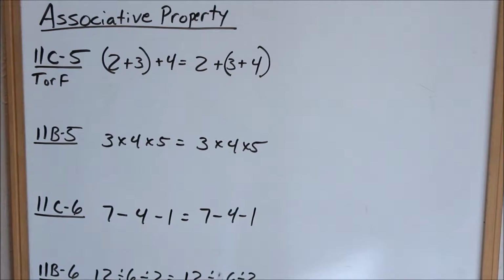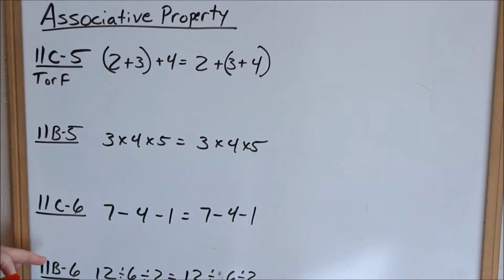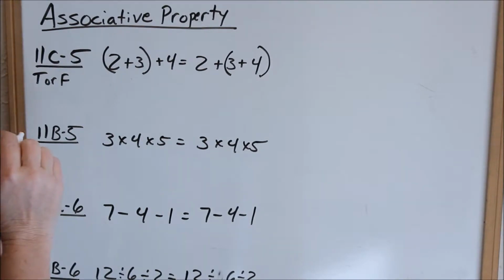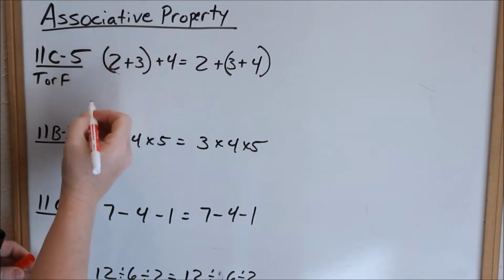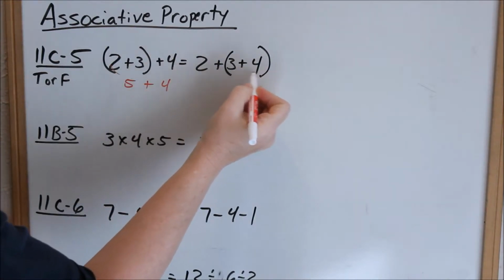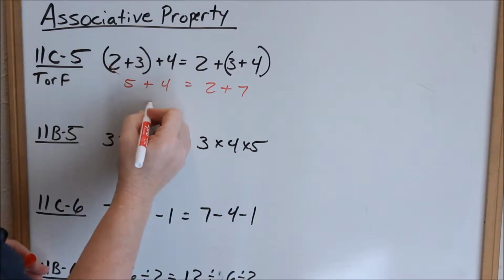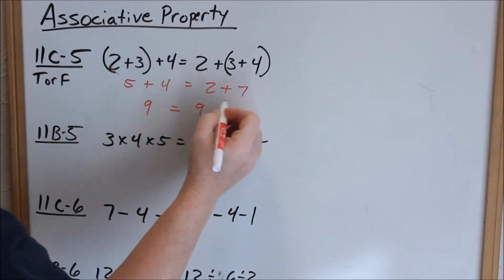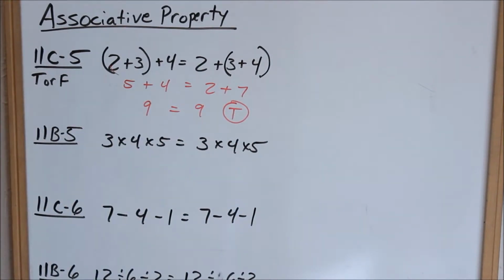So associative property is similar to commutative property in that it is only true for addition and multiplication. It will be true for addition and multiplication, but it will be false for subtraction and division. And I'm going to prove that to you. Looking at 11C5, do your parentheses first. So 2 plus 3 is 5, and then plus 4. Do your parentheses first. 3 plus 4 is 7, and then 2 plus 7. 5 plus 4 is 9, and that is equal to 9. So that proves that associative property is true for addition.